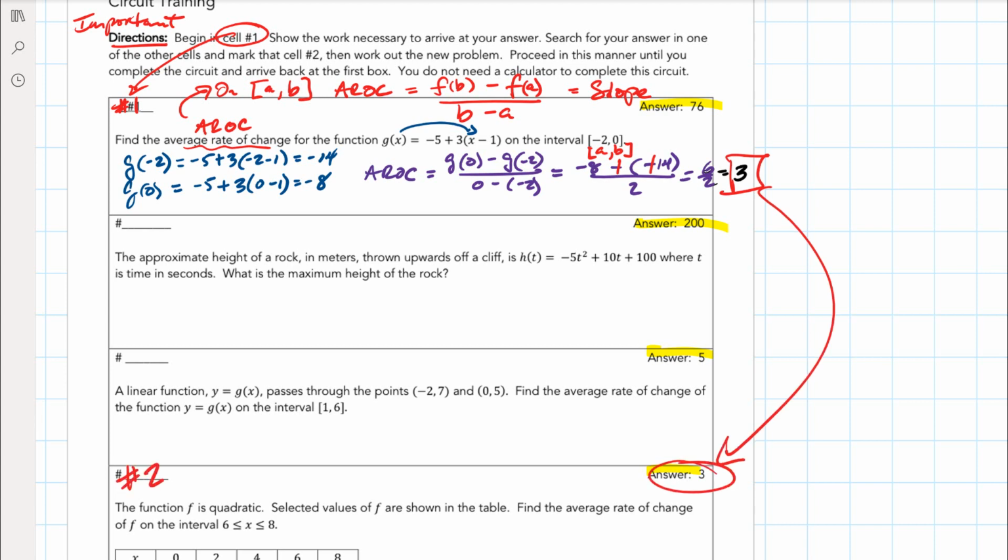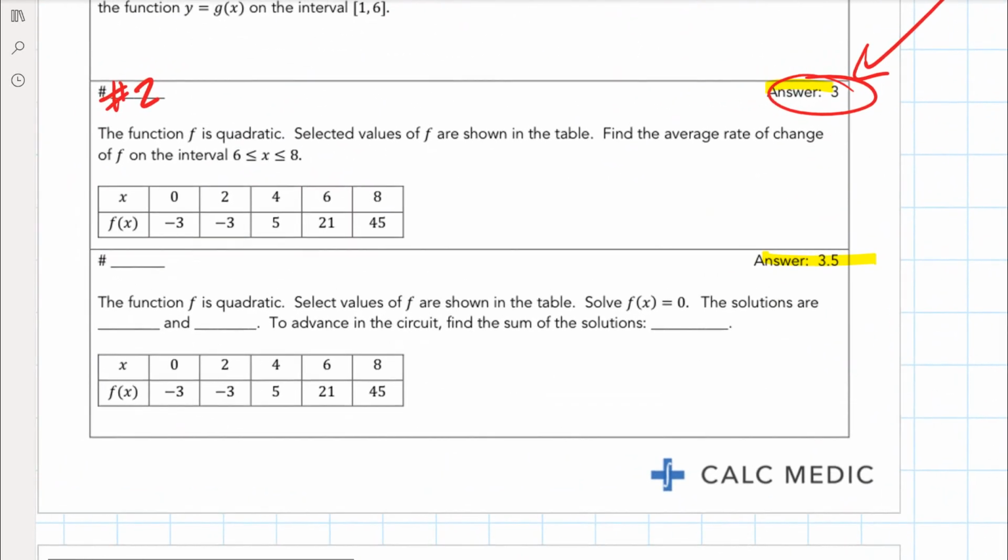Problem number 2. So it says, show at the top in the directions, show your work necessary to arrive at your answer. I did that. Search for your answer in one of the other cells and mark that number 2. So we start off with number 1, came up with an average rate of change of 3, which is down here, this fourth problem, and that becomes number 2. Then I solve number 2 and I find its answer. So I'll do another one.